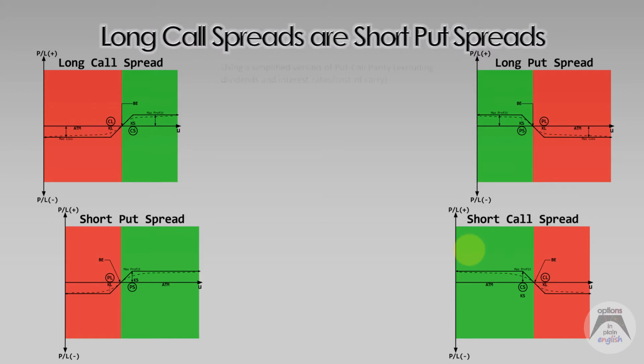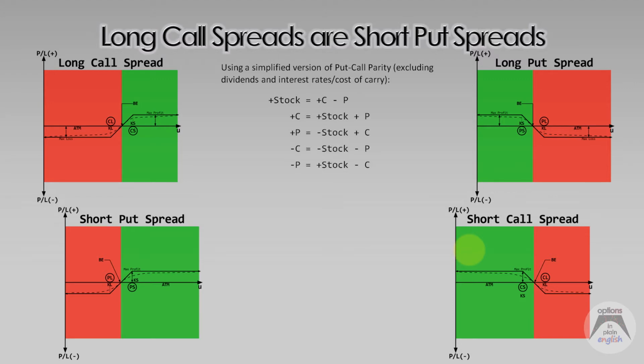To begin with, we're going to be using a simplified version of put call parity. We're going to exclude dividends, interest rates and cost to carry. The main formula is there: long stock equals long call and short put. So we can solve for each one of the elements on the option side.